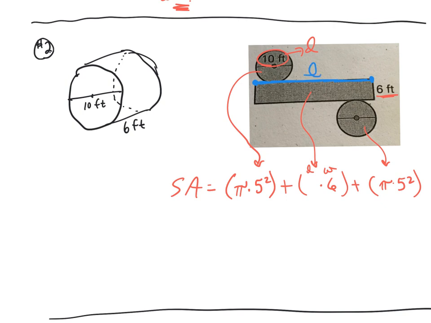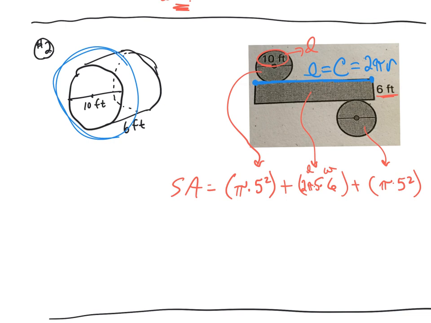Well, if you think about where the rectangle came from, the lateral side, the length of that rectangle is actually going to be the same as the circumference of the circle. And we know that the circumference of a circle is 2 times pi times r. So what we can then do is put in 2 times pi times r for the length of the rectangle.